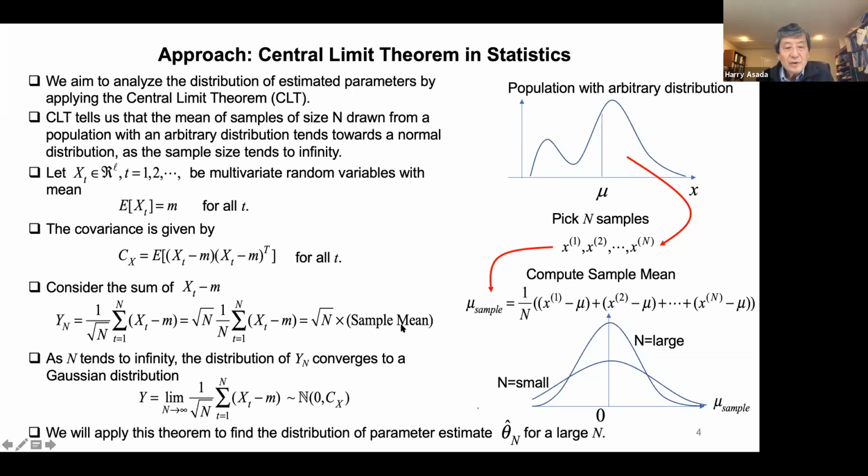If this is the case, as n tends to infinity, the distribution of yn converges to a single Gaussian distribution. This tends to a normal distribution with zero mean and covariance Cx as defined here. So we will apply this theorem to find the distribution of a parameter estimate theta n hat for a large n. Okay, so that's the point.